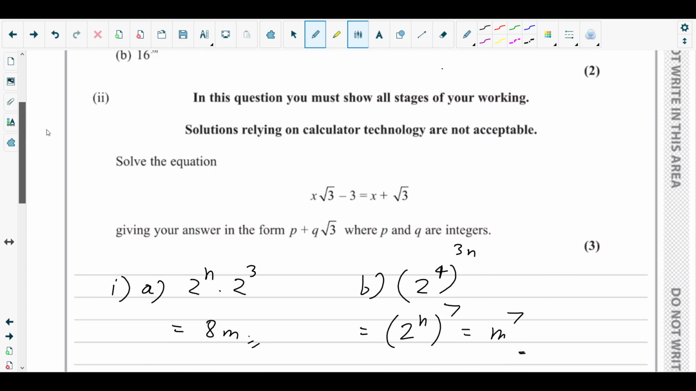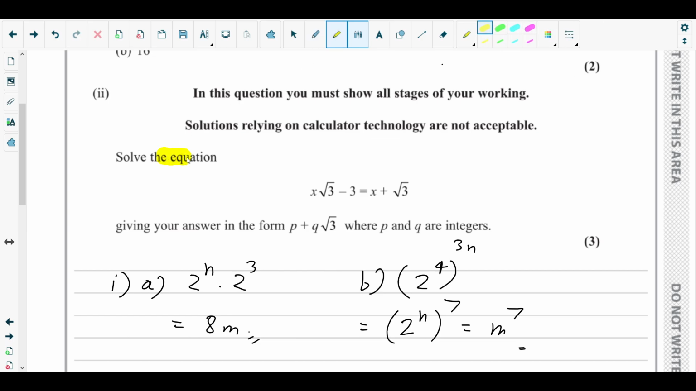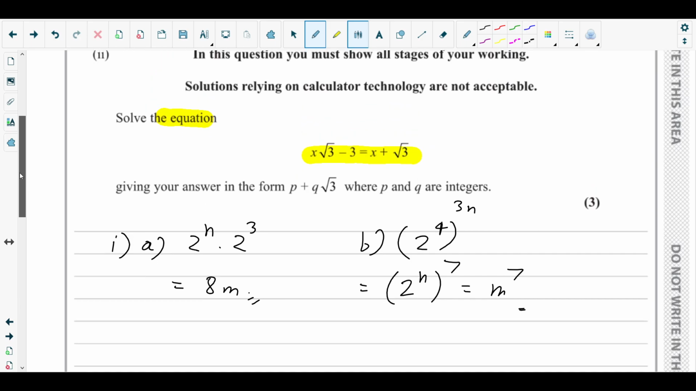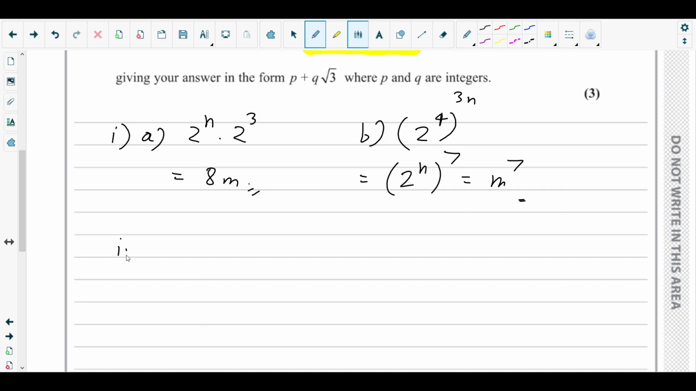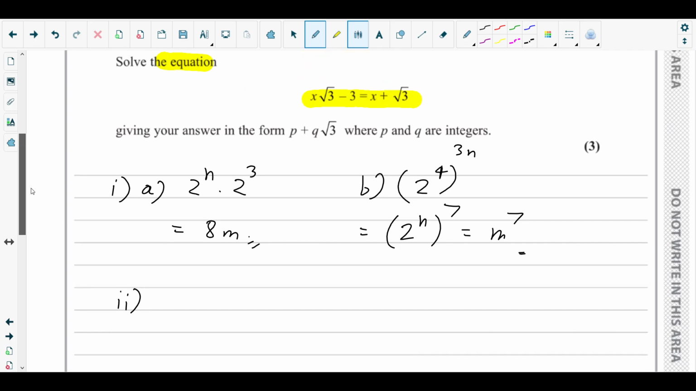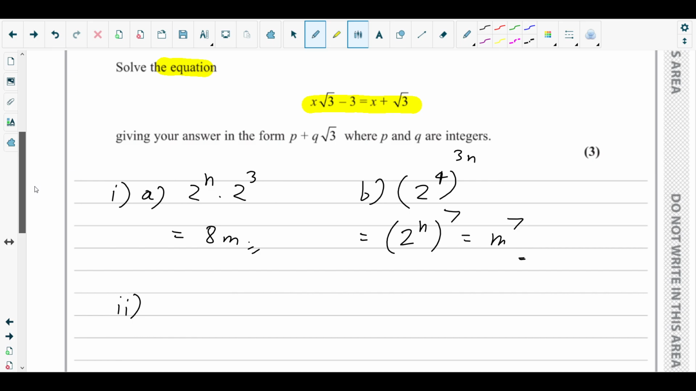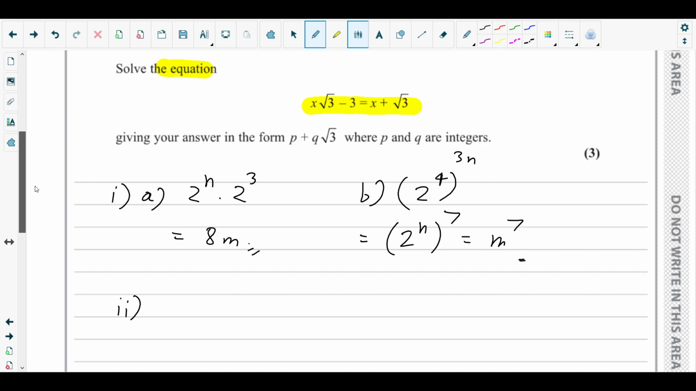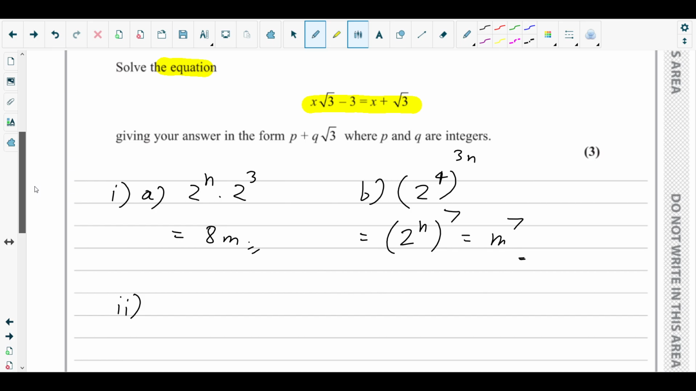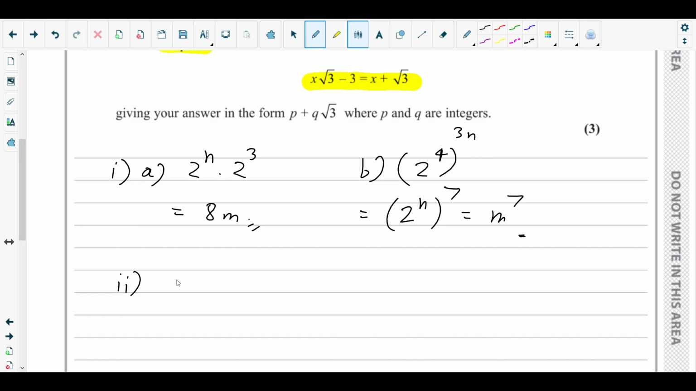Next, part 2. We need to solve the equation: x square root of 3 minus 3 equals x plus square root of 3. In order to solve an equation, we need to make x the subject and take all the constants to the other side. So we take x from the right side to the left: x square root of 3 minus x equals 3 plus square root of 3.